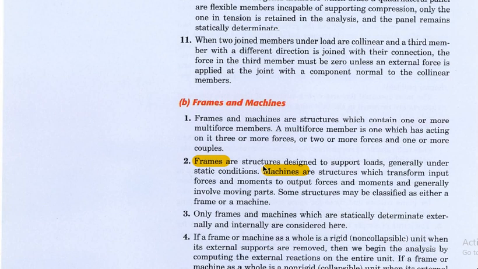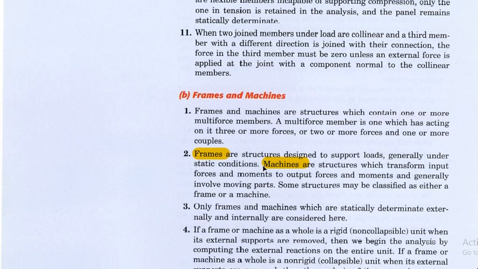So in the case of frames and machines, if we are specifically talking about frames, frames are structures which are designed to support load in a static condition. It means in terms of a static condition, a rest position, our structure is known as a frame. And machines are designed to transmit force or movement from one part to another in a moving condition. It means there are movable parts in machines, while frames have static members.